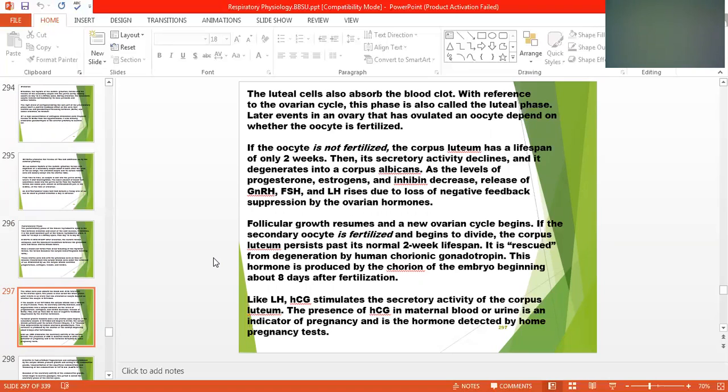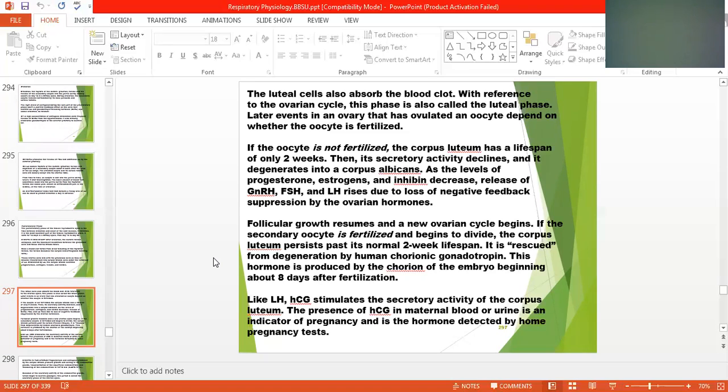Later events in an ovary that has ovulated depend on whether the oocyte is fertilized. If the oocyte is not fertilized, the corpus luteum has a lifespan of 2 weeks. Then its secretory activity declines and it degenerates into a corpus albicans. As the levels of progesterone, estrogen, and inhibin decrease, release of the gonadotropin-releasing hormone, FSH and LH rises due to the loss of negative feedback suppression by the ovarian hormones. Follicle growth resumes and a new ovarian cycle begins.